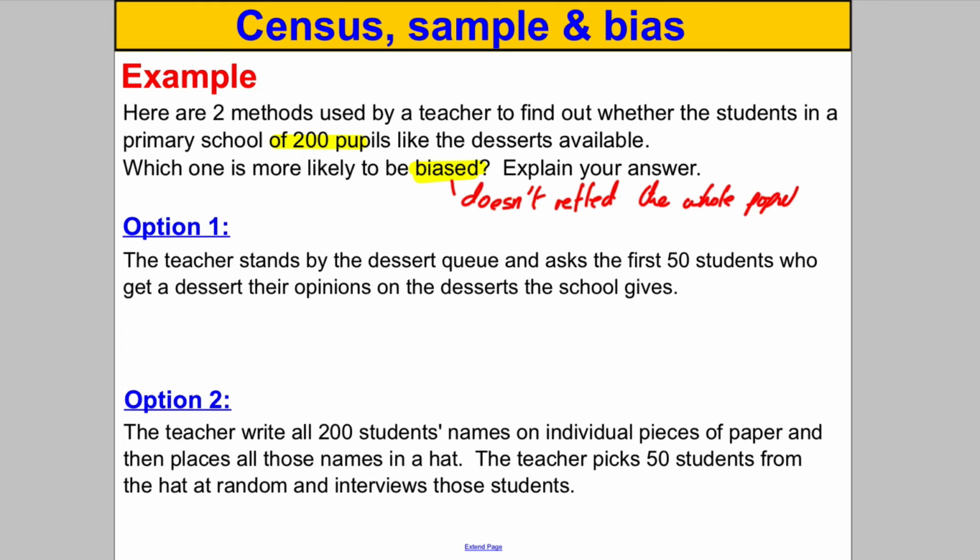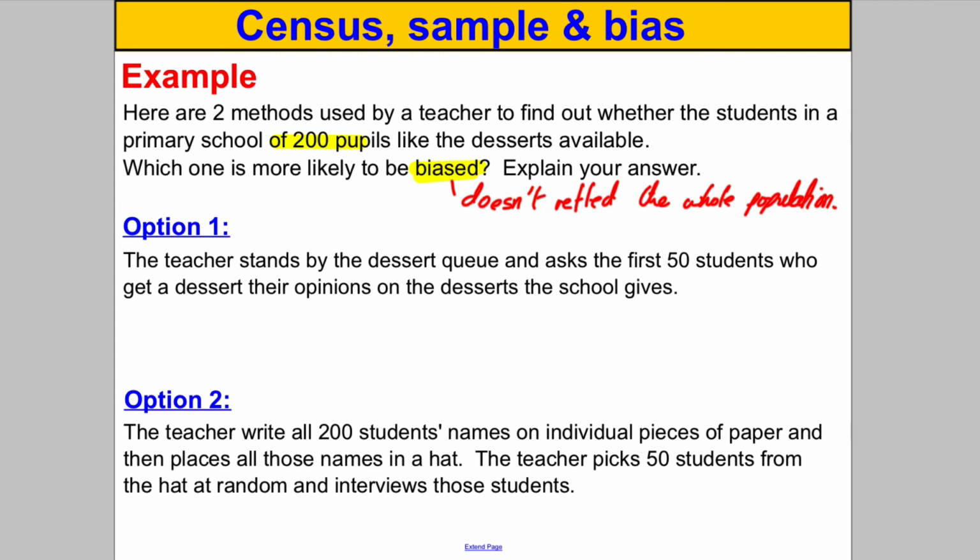So here are the two methods available. Which one would more likely give bias? Option 1. The teacher stands by the dessert queue and asks the first 50 students who get a dessert their opinions on the desserts the school gives. Or secondly, the teacher writes all 200 students' names on individual pieces of paper and then places those names in a hat. The teacher picks 50 students at random and interviews those students.